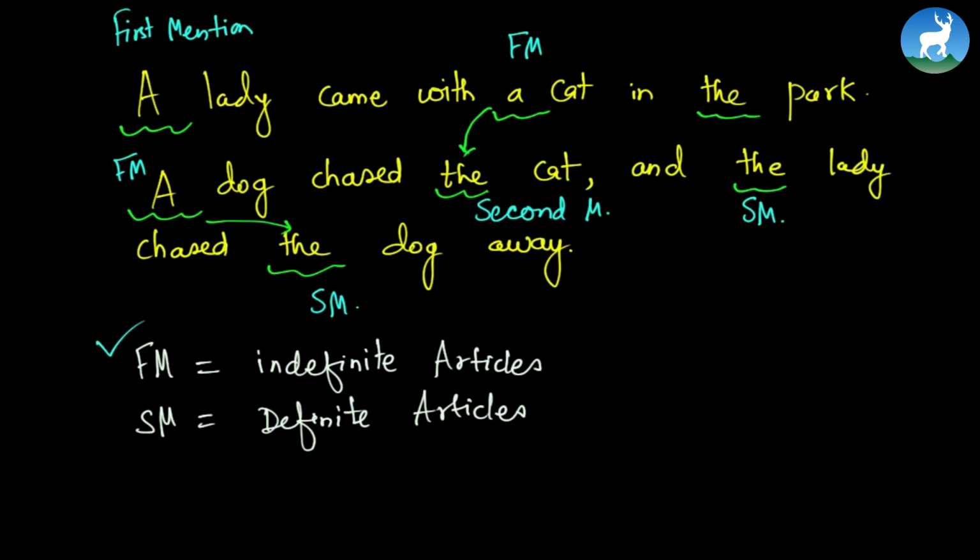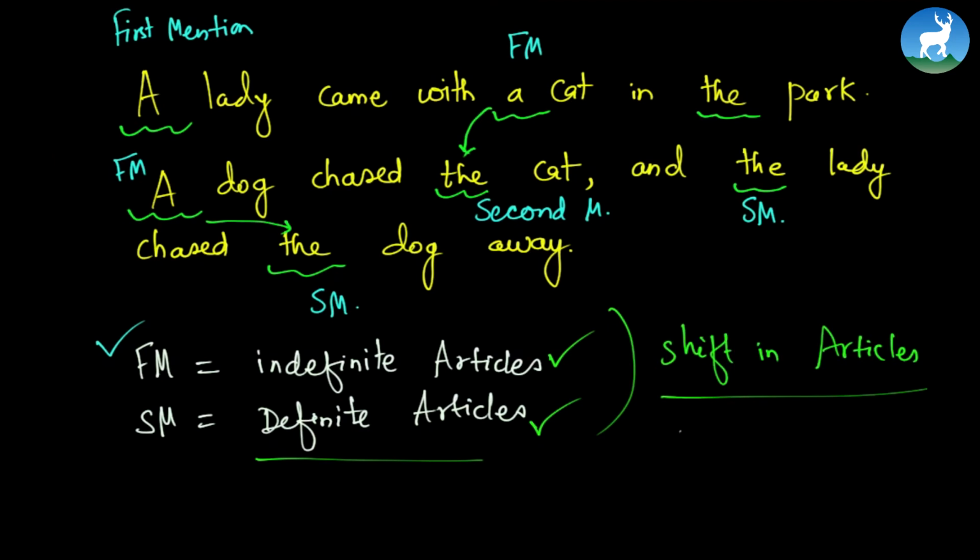Now let's say you're talking about a lady and you're talking about a cat for the first time, and you will certainly use the indefinite articles. But if you go on repeating, if you go on talking about the same lady and the same dog and the same cat, so in the second mention you're going to use definite articles, because the indefinite things are now turned into definite things. This is what we call the shift in articles, or oftentimes it is also called marking definiteness.